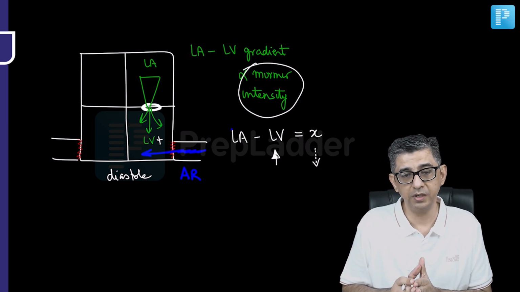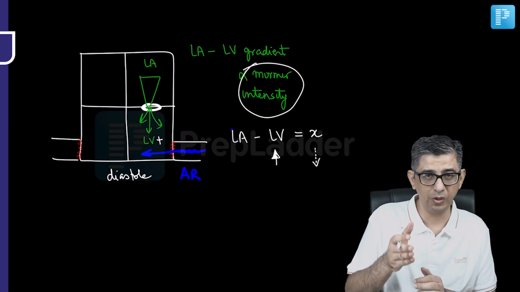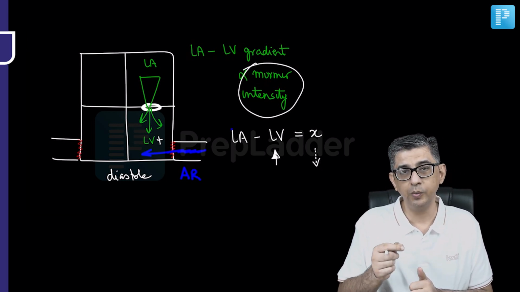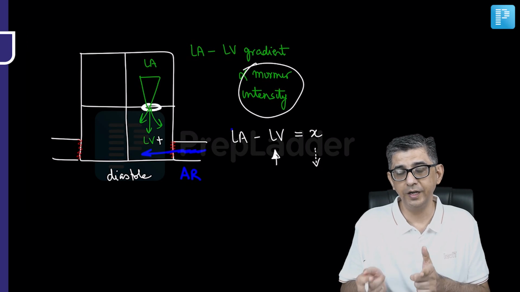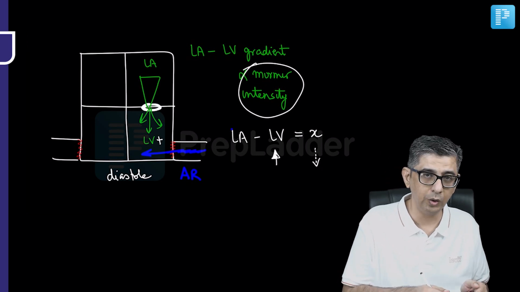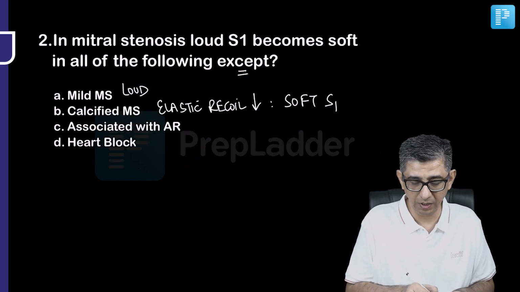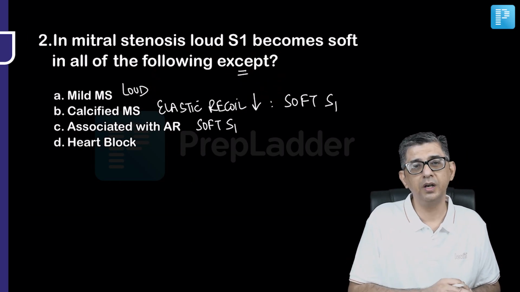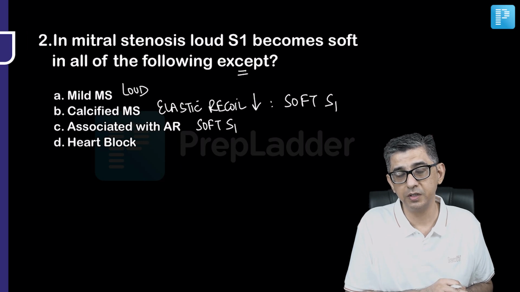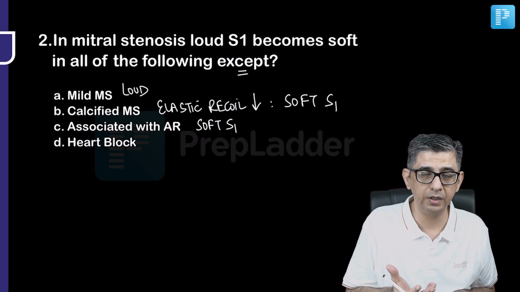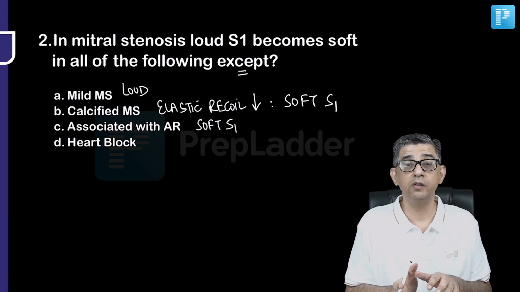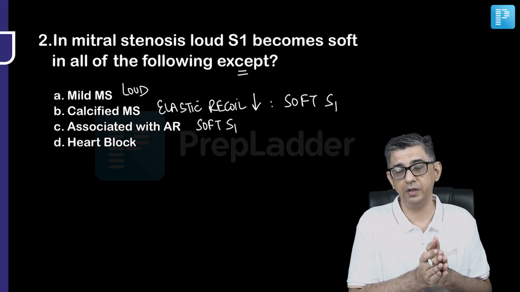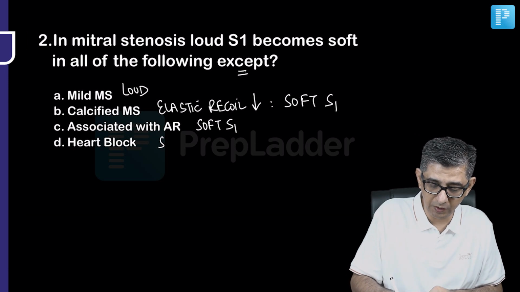I repeat the fact once again, if a mitral stenosis patient is also having a concomitant aortic regurgitation, due to increase in the pressure of the left ventricle, the gradient between the LA and LV will reduce, and this is going to result in once again a presence of a soft S1 in the patient. Well, the logic for the last option, that is heart block, is that whenever there's a heart block present, there would be a bradycardia. When you have a tachycardia, you always have a loud S1, but when you have the opposite of it, that is bradycardia, you would be having a soft S1.